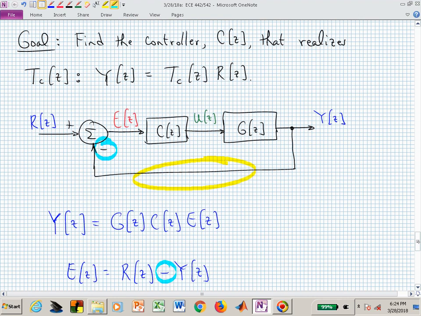So the question was, what if I have something in the yellow circle, let's say an H of Z? You could derive these formulas with that H of Z, just include it in your analysis. It's fine. It's just, let's make this a little bit cleaner and just leave that as unity. Here, capital H of Z is equal to 1 in our feedback path.